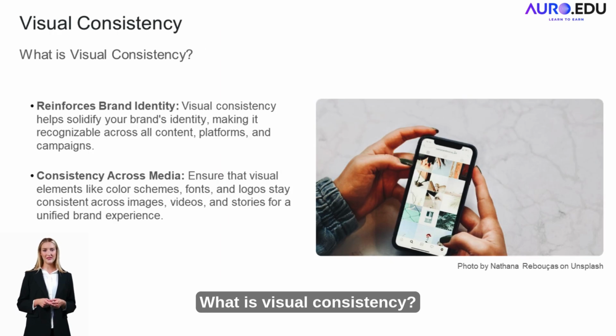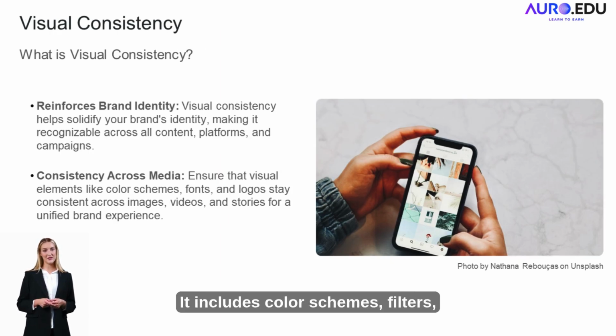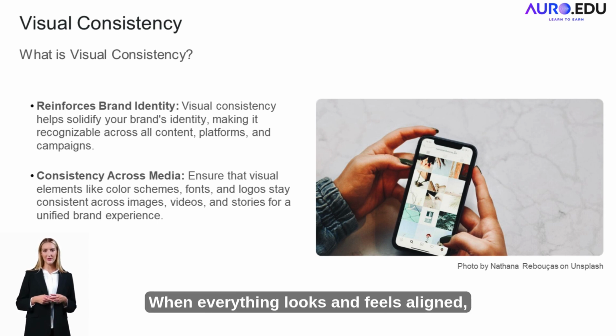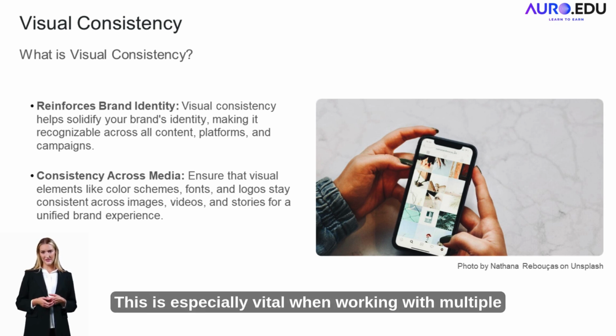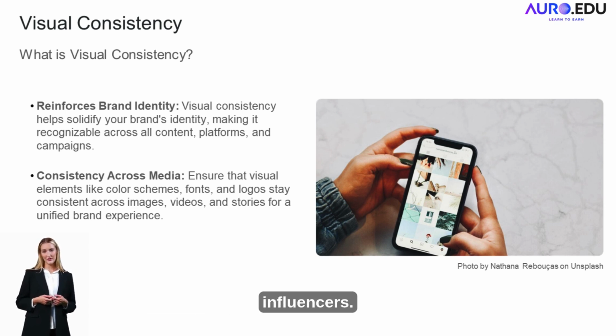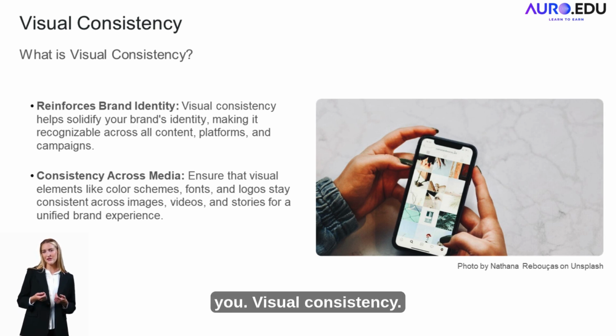What is visual consistency? Visual consistency ties your brand look together. It includes color schemes, filters, fonts, and logo use. When everything looks and feels aligned, it builds recognition. This is especially vital when working with multiple influencers. Guidelines help ensure that every piece still feels like you.